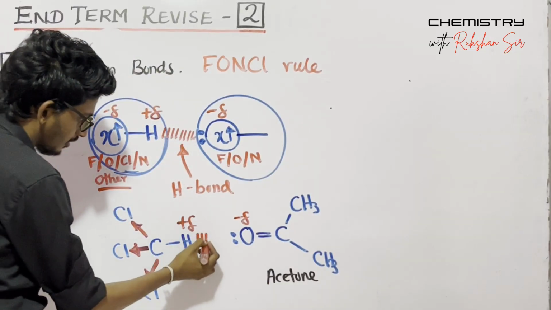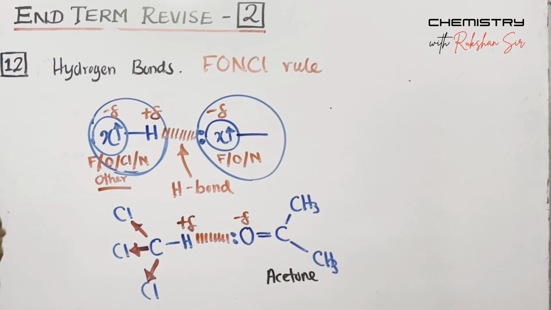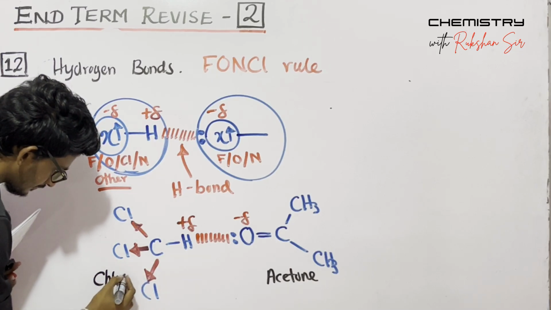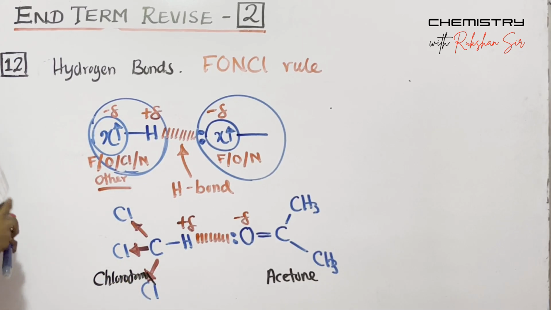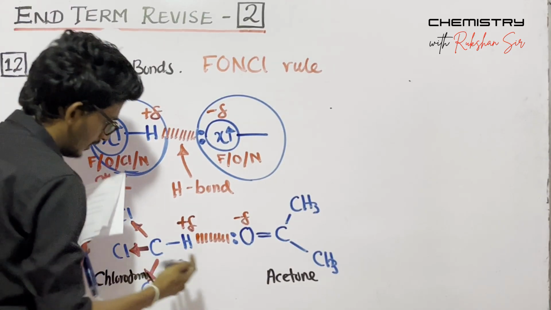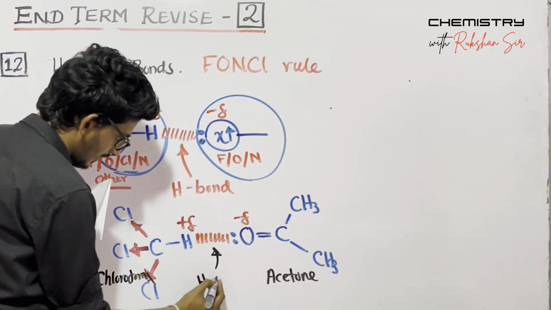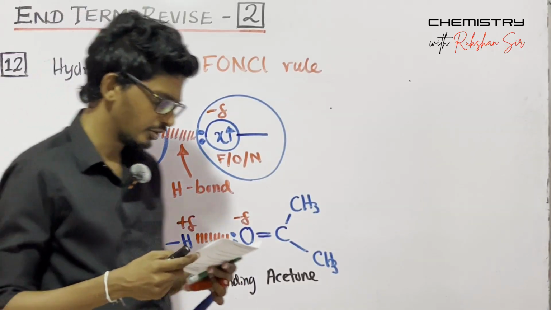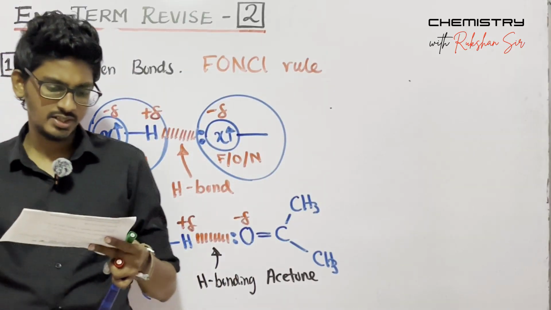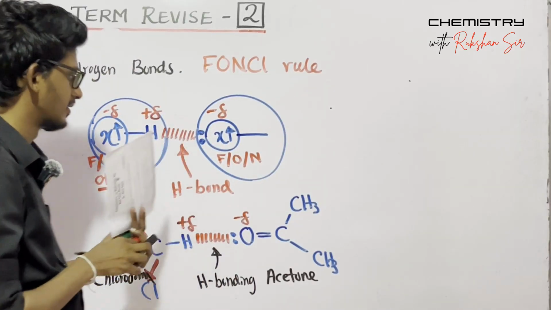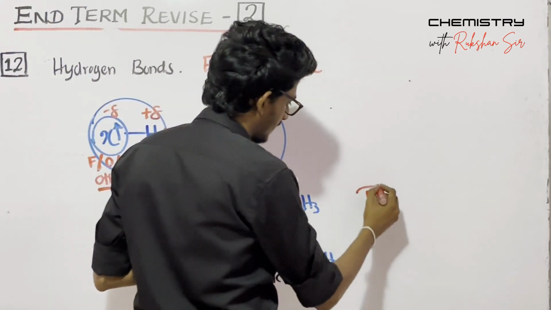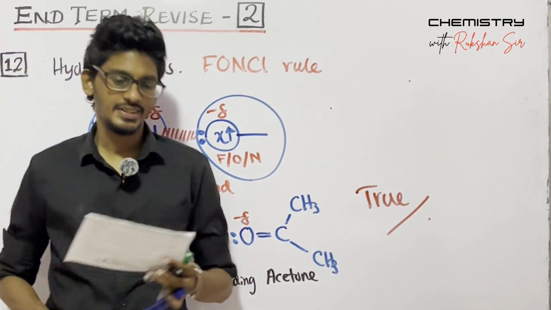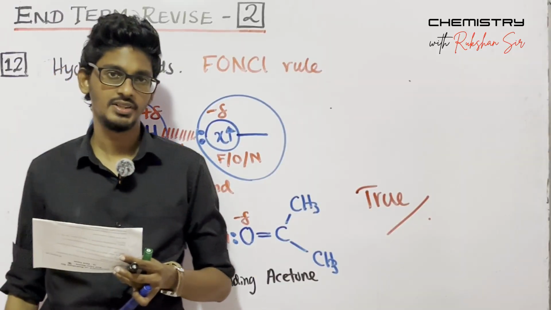So you can see the formation of hydrogen bonding between chloroform and acetone. Between the chloroform and acetone, you clearly see the presence of hydrogen bonds. Again, let's go to the statement: in a mixture containing acetone and chloroform, hydrogen bonds are present. Yes, the statement is true. That is the review for statement number 12.